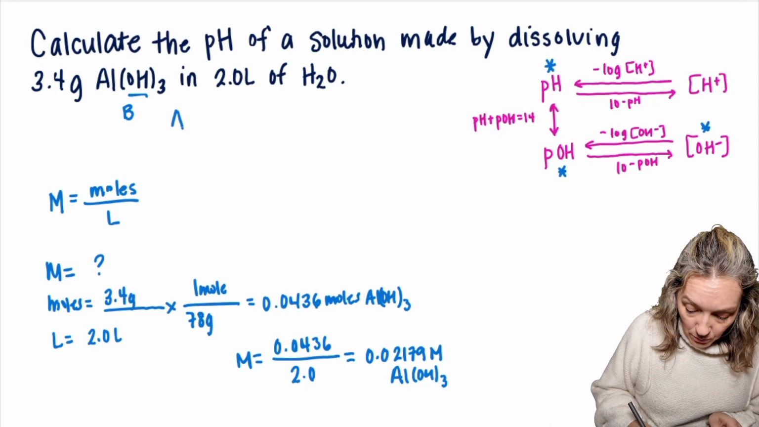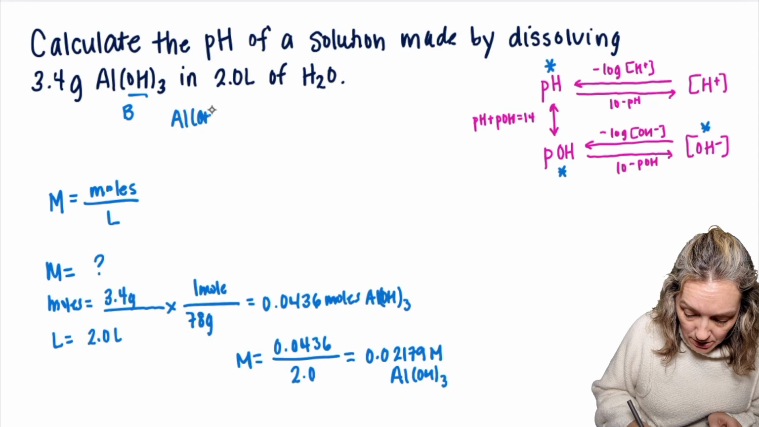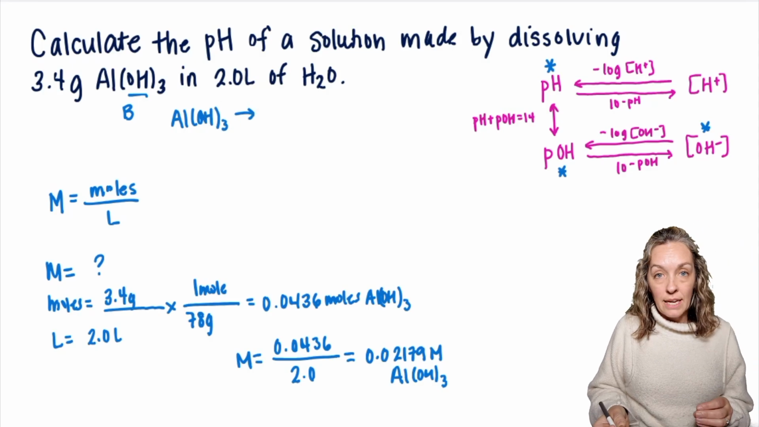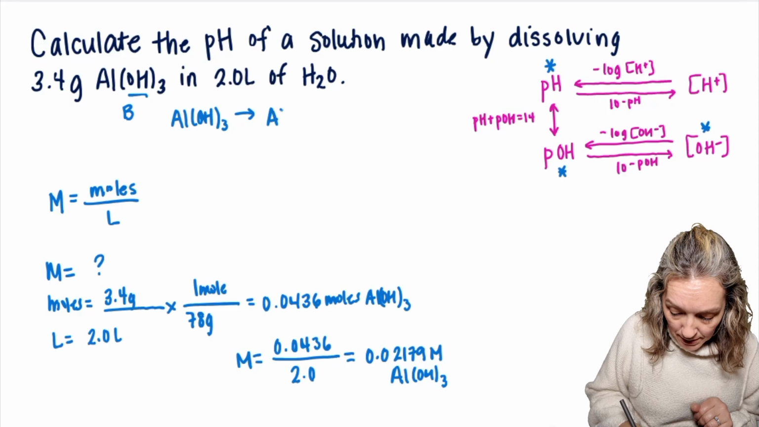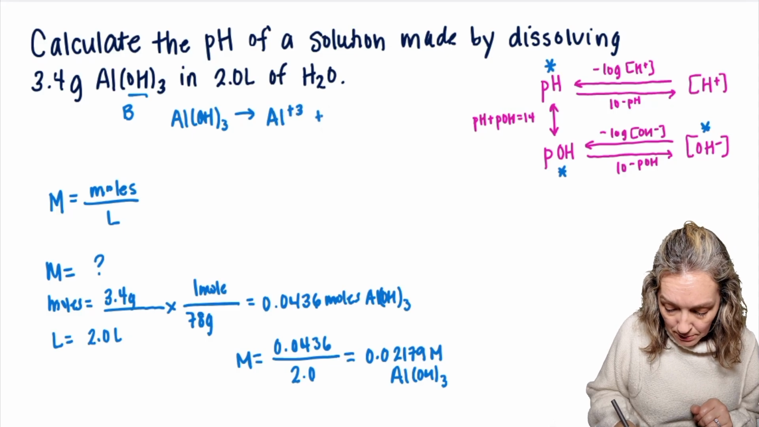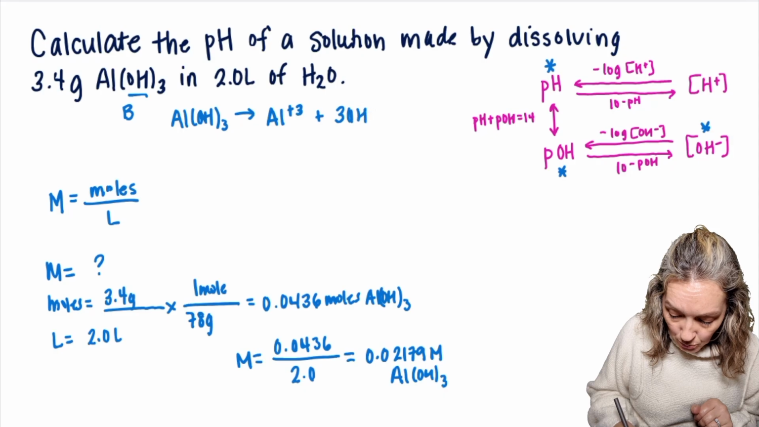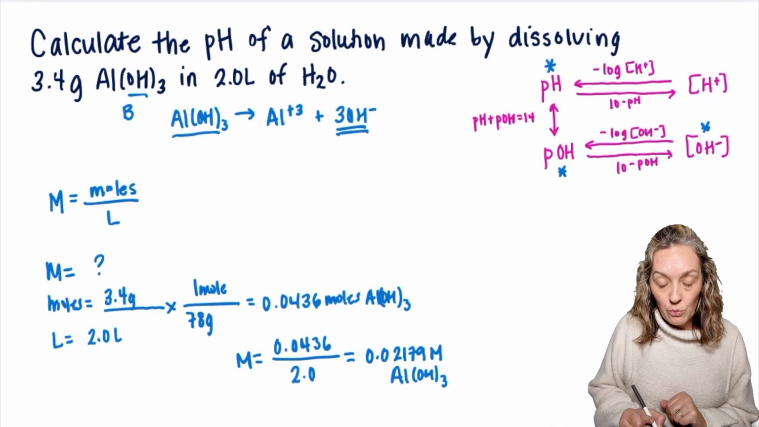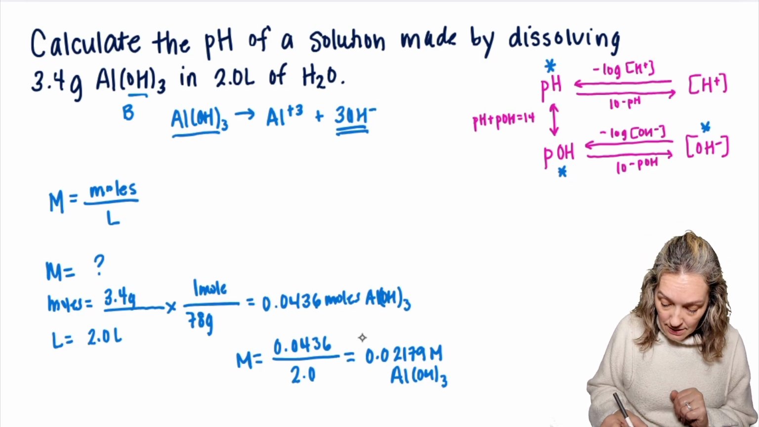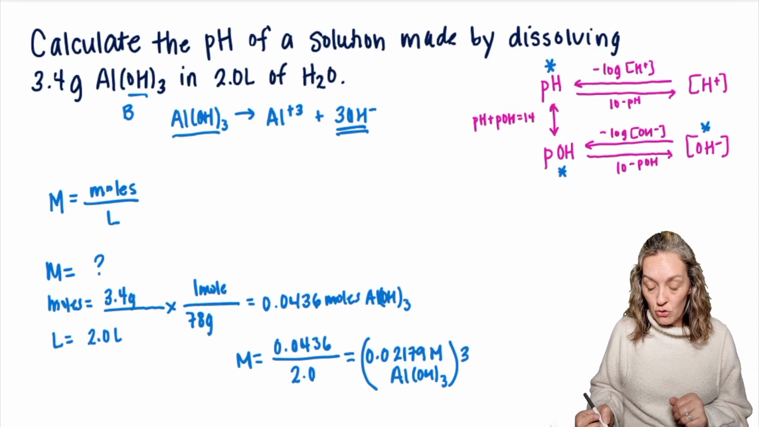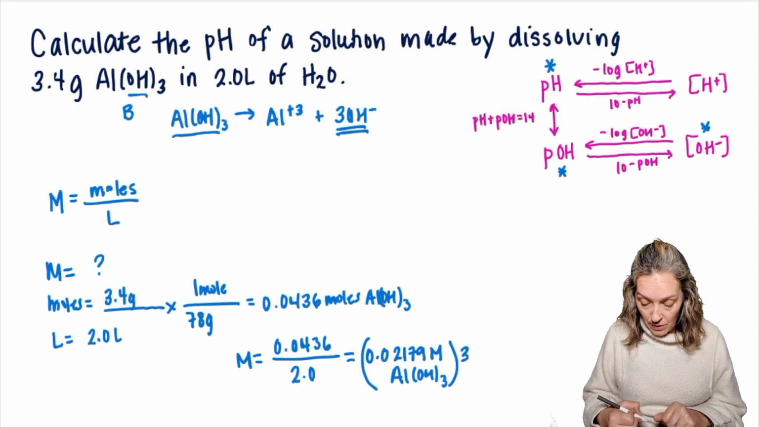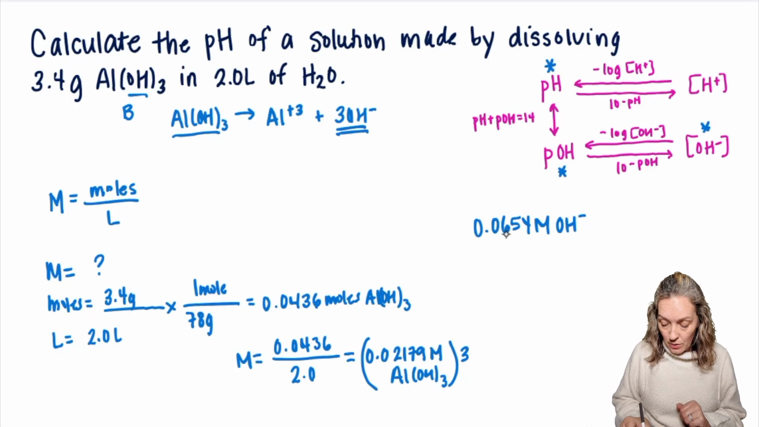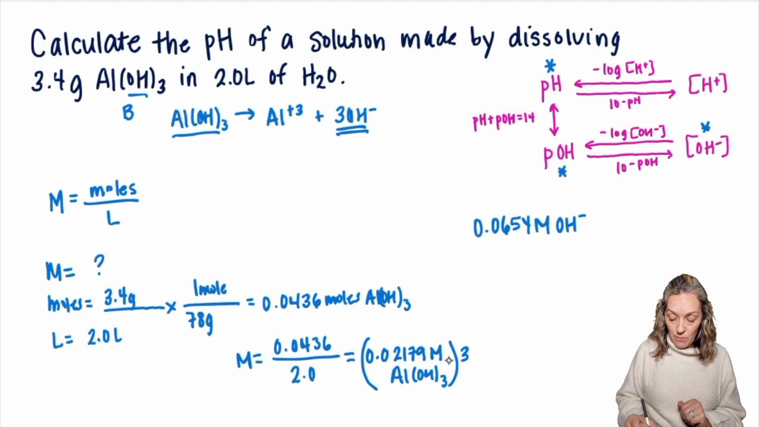So we have to figure out what our aluminum hydroxide is going to do in solution. It's going to break down into its positive and negative ions. That means that I'm going to end up with an aluminum that carries a +3 charge, and I'm going to end up with 3 OH minuses. That means I'm going to get 3 OH minuses for every 1 Al(OH)3. So the concentration of my OH minus is going to be triple that of my Al(OH)3. When I triple that value, I get 0.0654 as my molarity of OH minus. Again, my molarity of OH minus is triple that of my aluminum hydroxide.